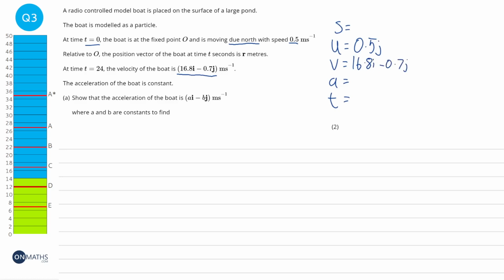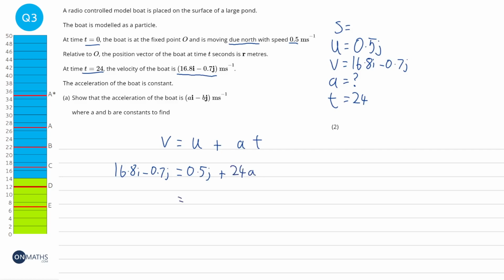We're asked for the acceleration, so I'm going to put a question mark there because that's what we're looking for, and we know that the time is 24 at that point. So we work out what formula involves suvat, and that will be v equals u plus at. Velocity we already have, the 16.8 I minus 0.7 j. U is the 0.5 j plus, and the t is 24, and the a is the unknown.